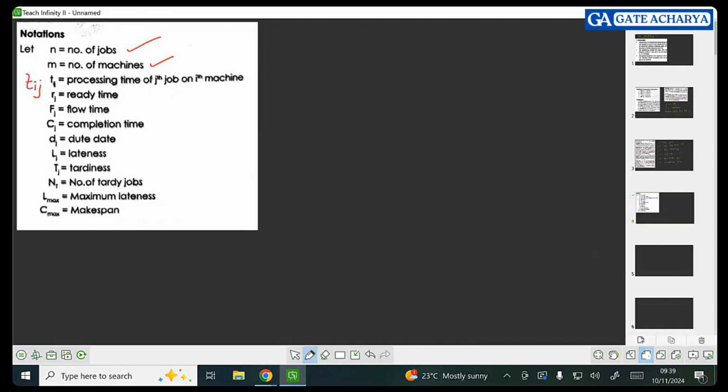Next, ready time Rj, and flow time for a job. Completion time for the job J, and due date, lateness, readiness, number of ready jobs. Lmax, maximum lateness. Cmax, maximum makespan. So make sure that all is okay. Then we will move on.